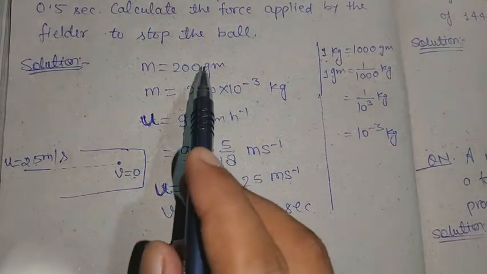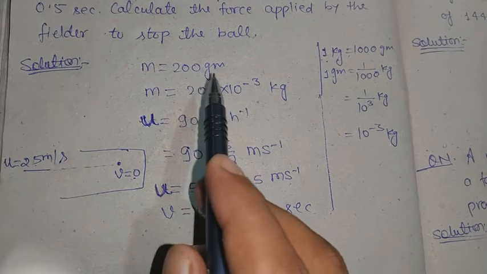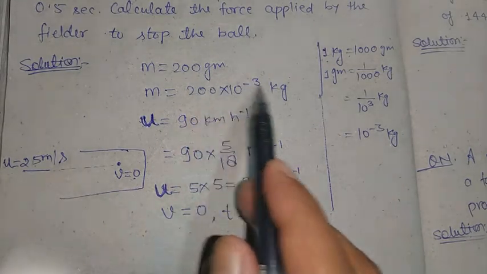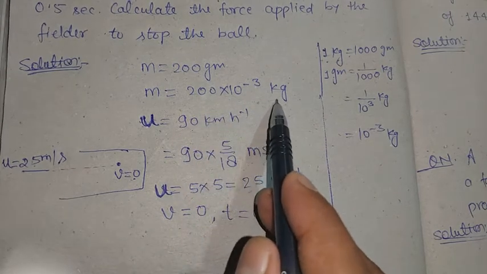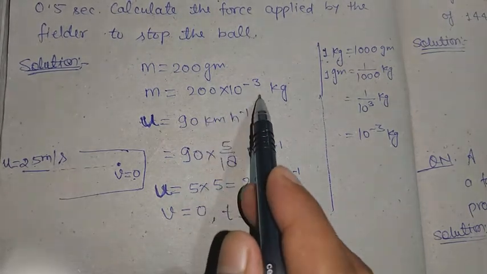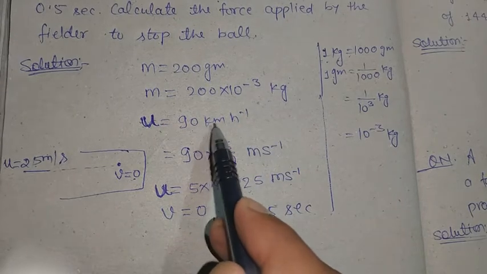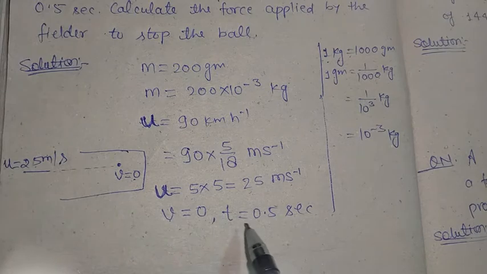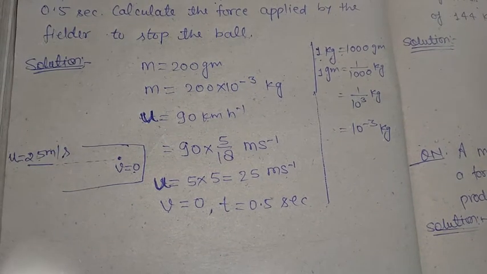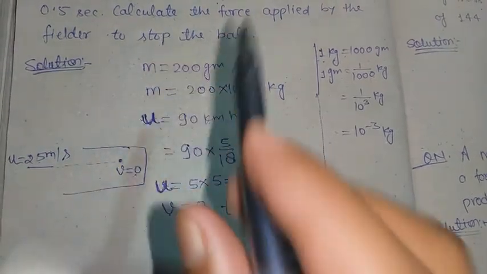All the units should be in MKS or SI system. So gram is in kilogram, 200 into 10 power minus 3 kilogram. Kilometer per hour is changed into meter per second, final velocity is 0, time is 0.5 second. Now the question is, calculate the force.